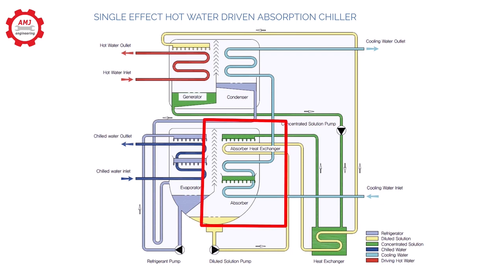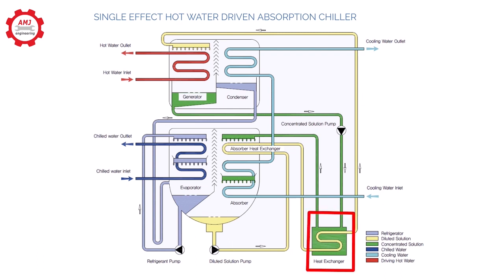Absorber. Refrigerant vapor from the evaporator is drawn to the absorber section by the low pressure resulting from absorption of the refrigerant into the absorbent. Cooling water removes the heat released when the refrigerant vapor returns to the liquid state in the absorption process. The diluted solution is circulated back to the generator.